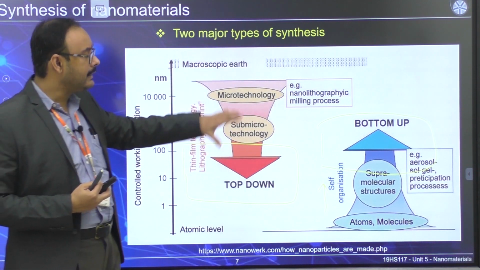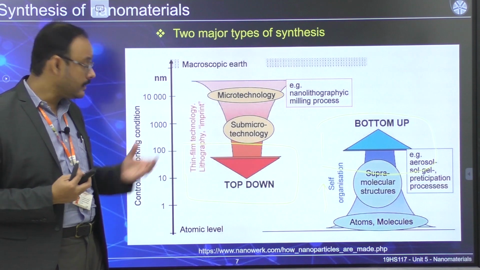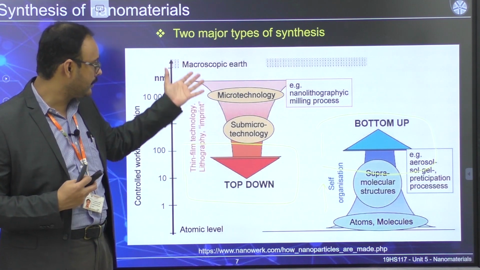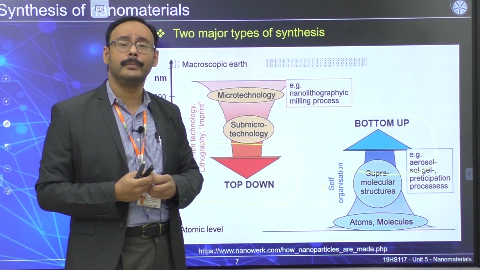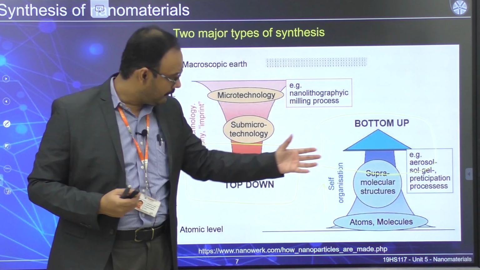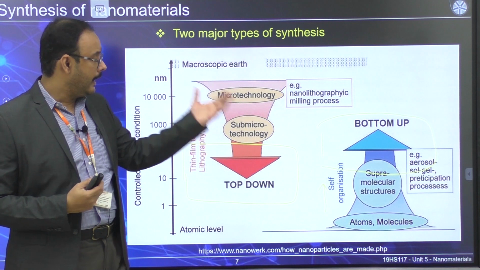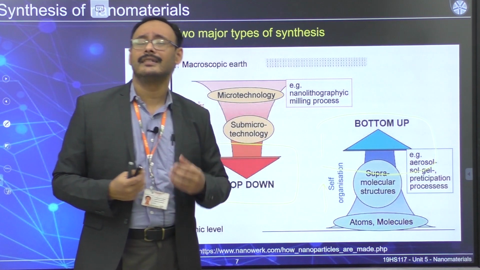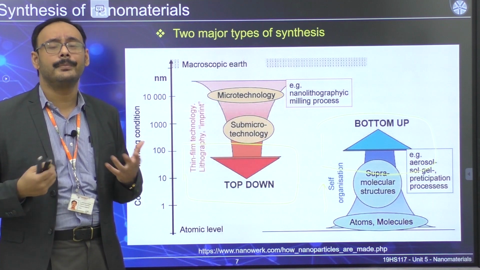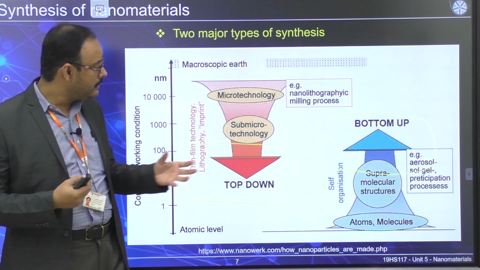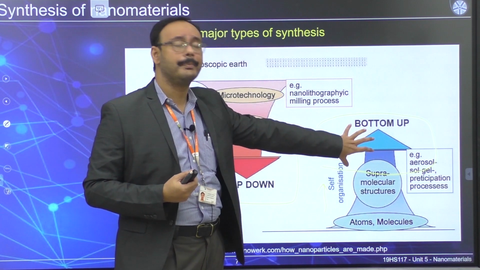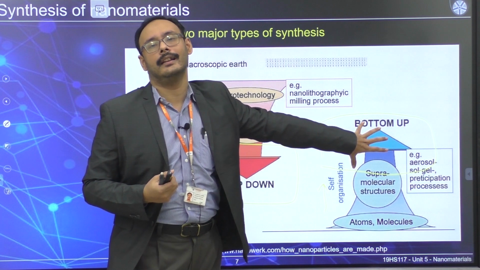There are different types of synthetic procedures which you can use. For example, if it's top-down, you can use nanolithographic methods or milling processes. If it's bottom-up, you can use aerosol, sol-gel, precipitation, and several other processing techniques by which you can make a particular material at the nanoscale from atoms.